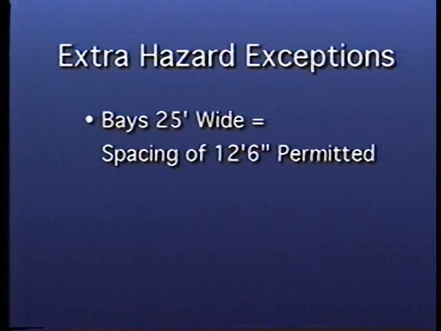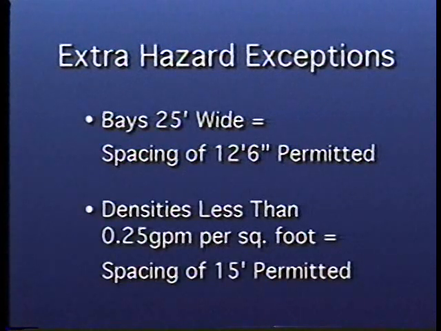Where bays are 25 feet wide, a spacing of 12 feet 6 inches is permitted. Where densities of less than 0.25 gallons per minute per square foot are used, a spacing of 15 feet is permitted.